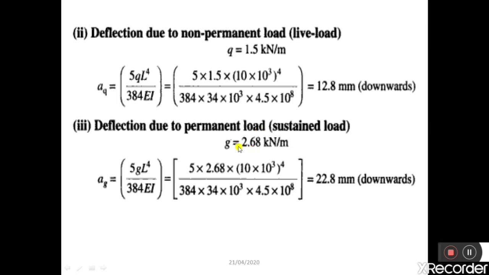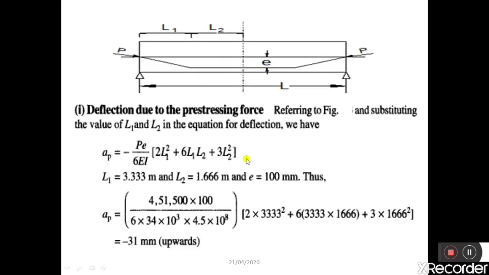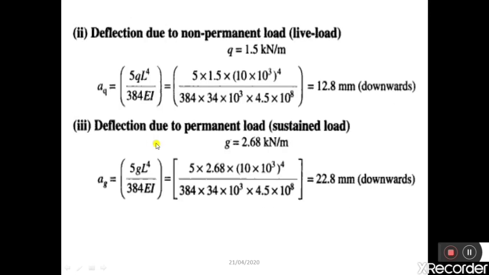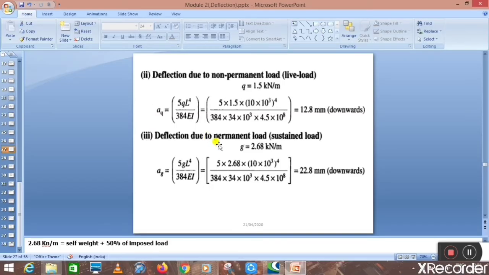So it's the deflection due to dead load. Let us assume the density of concrete as 24 kilonewton per meter cube, and here the cross-section area of a beam is given, it is 5 into 10 to the power of 4 mm square. Therefore, area into density of concrete will give the self weight of a member.